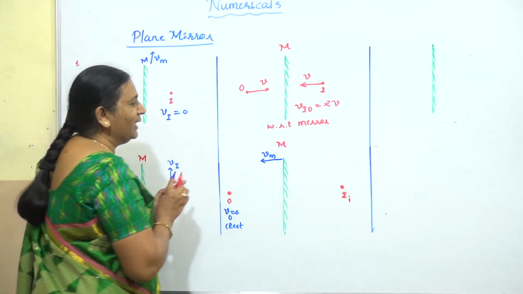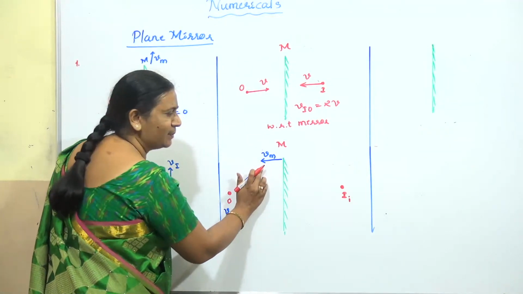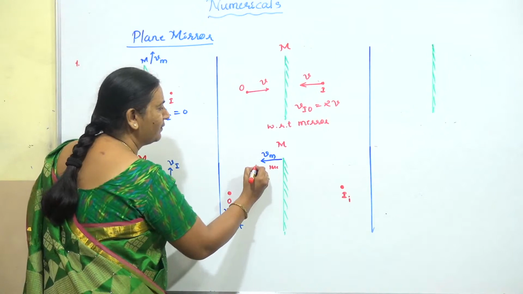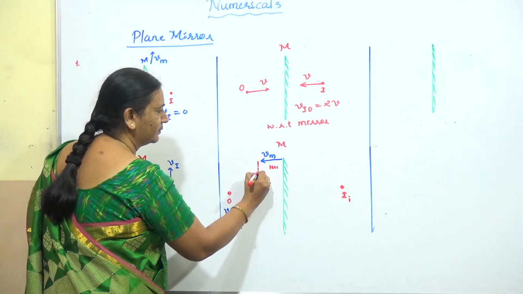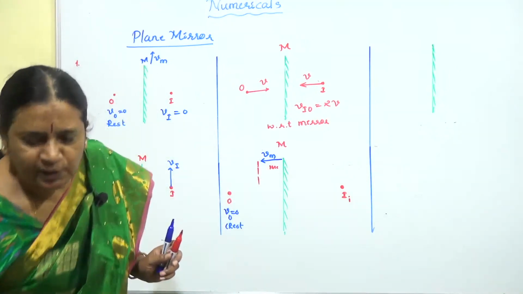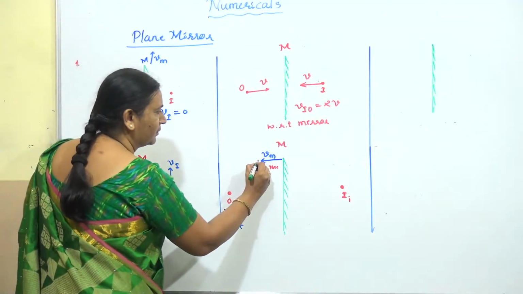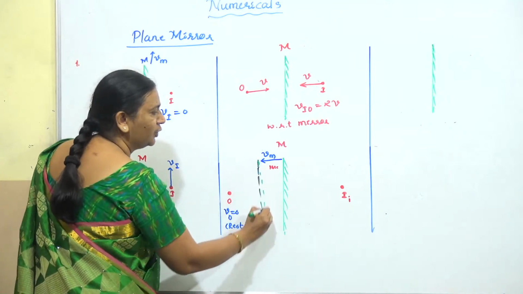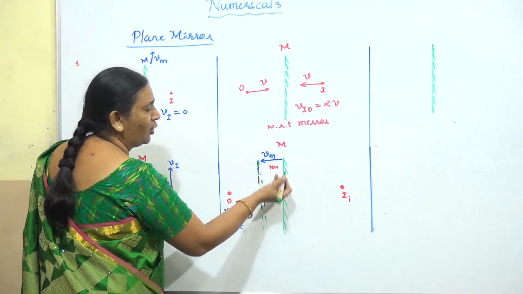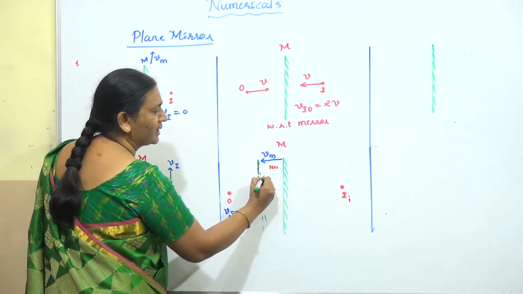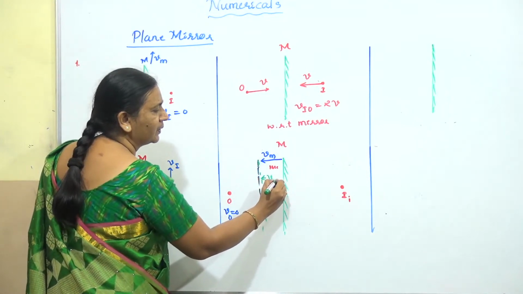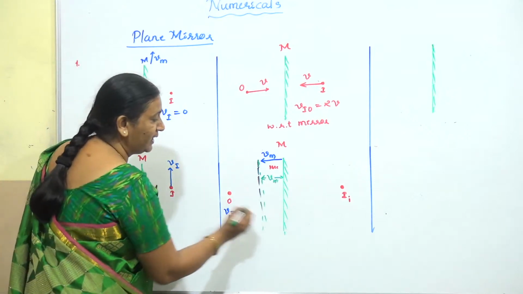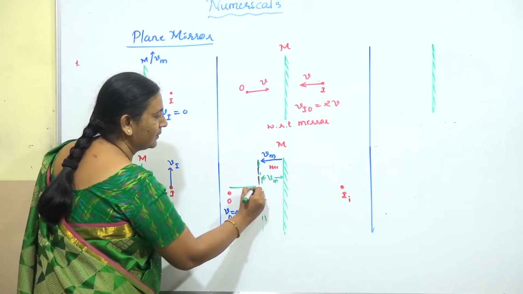Listen carefully. Imagine it is moving with this much speed, so after 1 second, suppose it has come here. This is your new mirror position. How much has it moved in 1 second? Obviously Vm distance only.